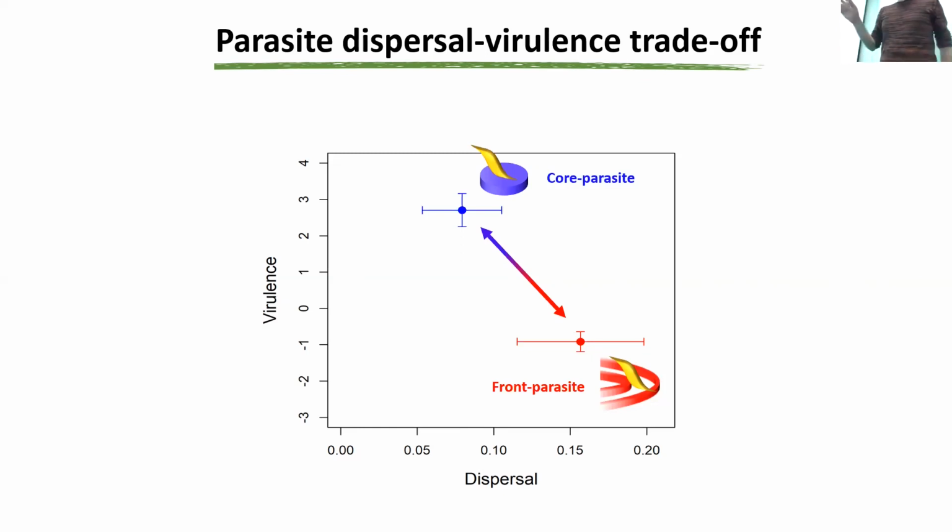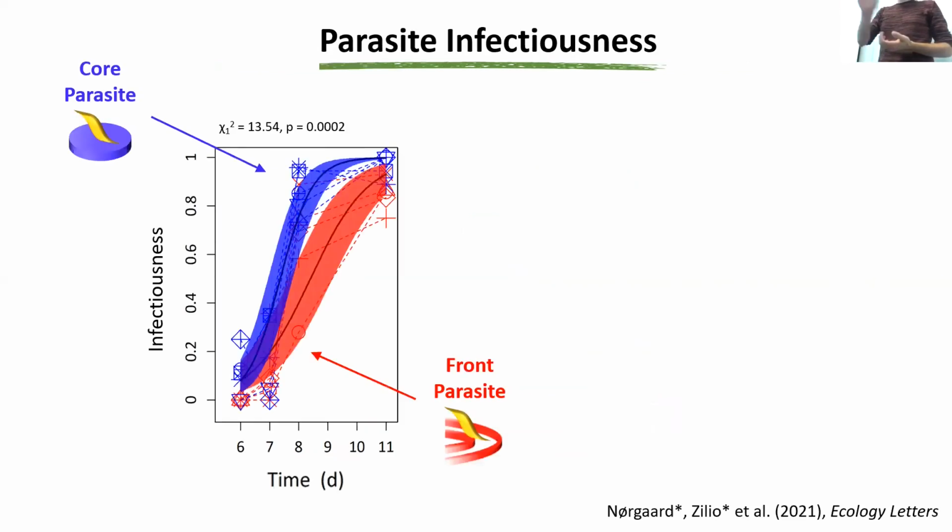And okay, this is nice and all, but do we have an idea of the mechanism that could be behind this? Because I just said, okay, this evolved, but why is this happening? What we did as well is look at infectiousness, which is the development of parasites over time. Every day we went there and sampled and had a look, as I said at the beginning, at the microscope, at how many spores we see, what the parasite was doing. And what happens is that the front parasite takes longer to develop, so to go from first infection to high infection load.